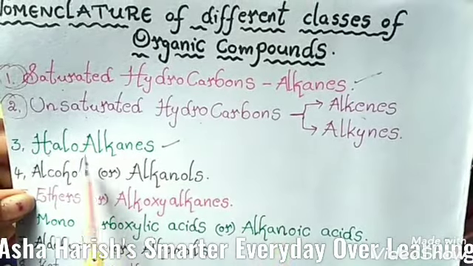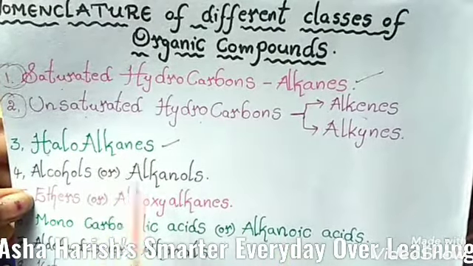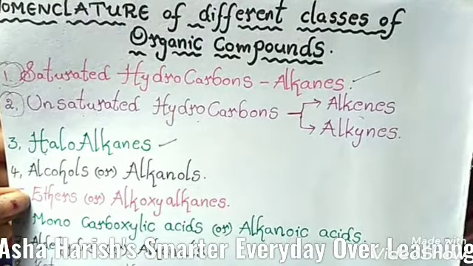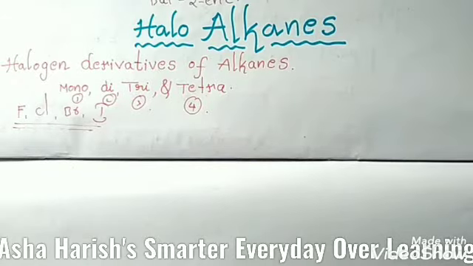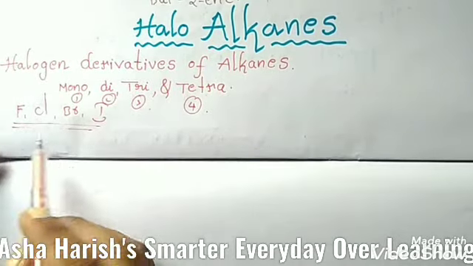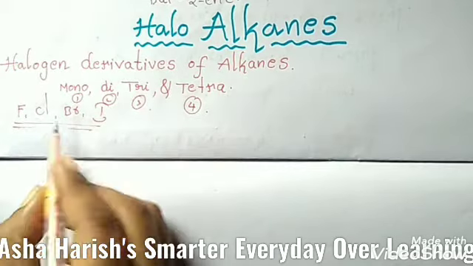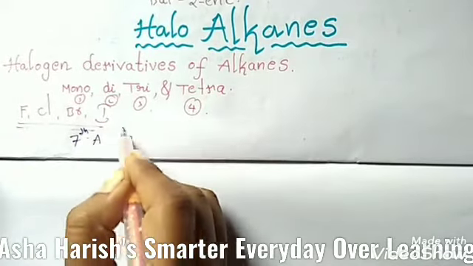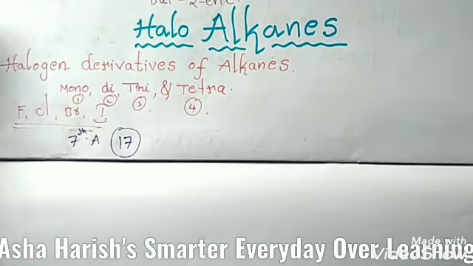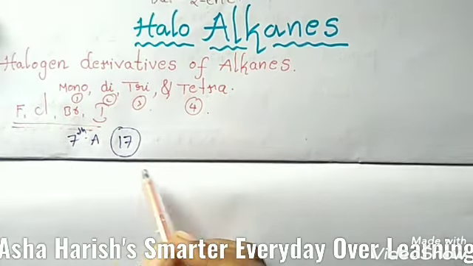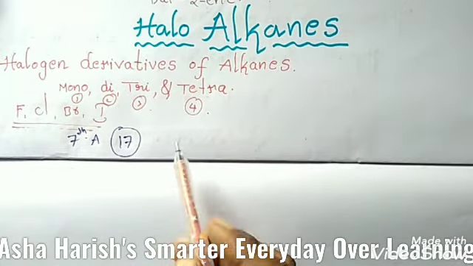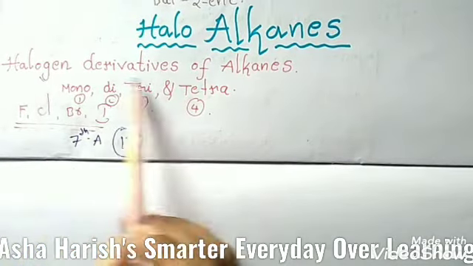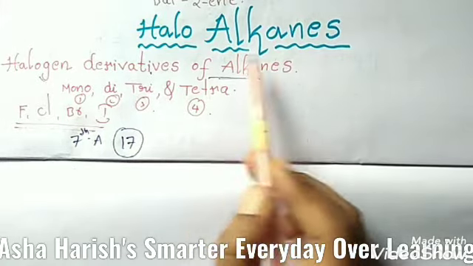Haloalkanes are the derivatives of halogens. These are called halogen derivatives. What is meant by halogens? Halogens, you know very well, are fluorine, chlorine, bromine, iodine. These are 7A group or 17th group in the periodic table. You know very well, we already discussed this topic in our previous class, periodic classification of elements. So halogen derivatives of alkanes are called haloalkanes.